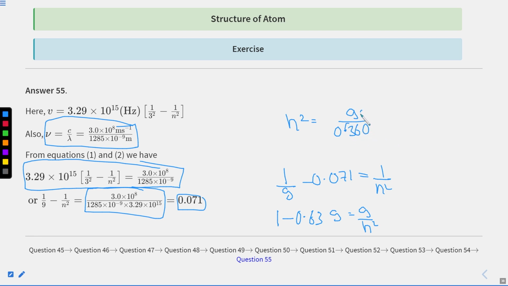Now if you put it here, suppose I'm taking 2 zeros only. So n will be equals to root under 900 by 36, or 30 by 6, that is 5. So n value is 5. Clear? So in this way you can solve this problem. So this was for today's class. We have completed up to question number 55. We will complete the rest of it in the next class. Thank you.